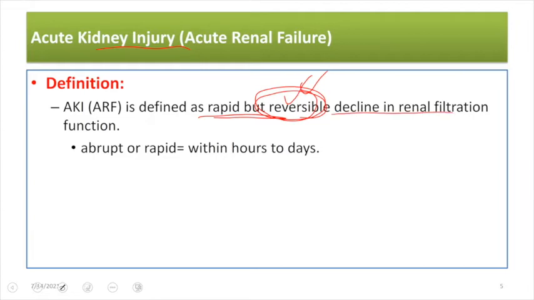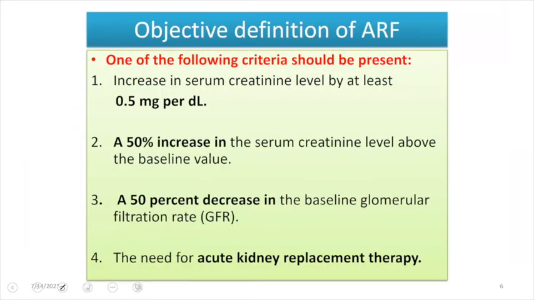Decline in the renal filtration function, as we have discussed, the major function of the kidney was glomerular filtration, and there is decline in GFR, and that has resulted into increased level of blood urea nitrogen and creatinine, and this condition is known as azotemia, and this has developed abruptly within hours to days, and this is known as acute kidney injury.